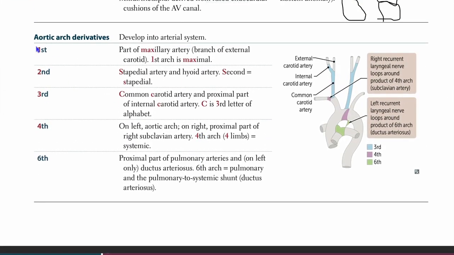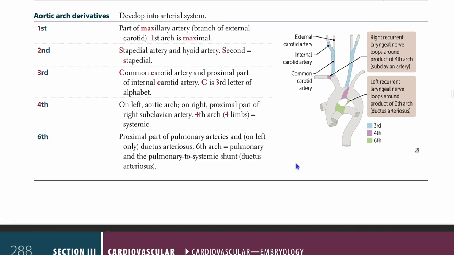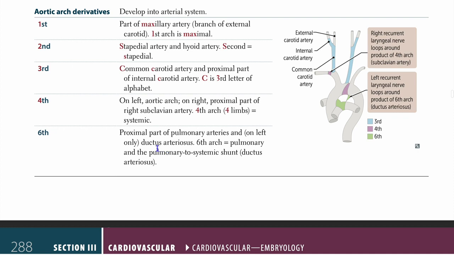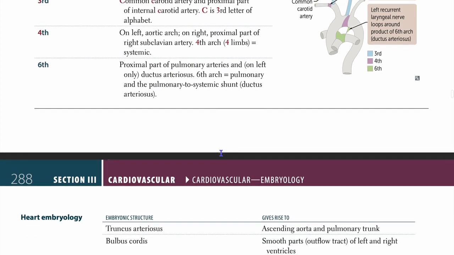Okay, so again, revision. First is the maxillary artery. Second is the stapedial artery. Third is the common carotid artery. Fourth, on the left, it makes the aortic arch, and on the right, it makes the right subclavian artery. And the sixth makes the ductus arteriosus. Only on the left. Okay. Nothing on the right.